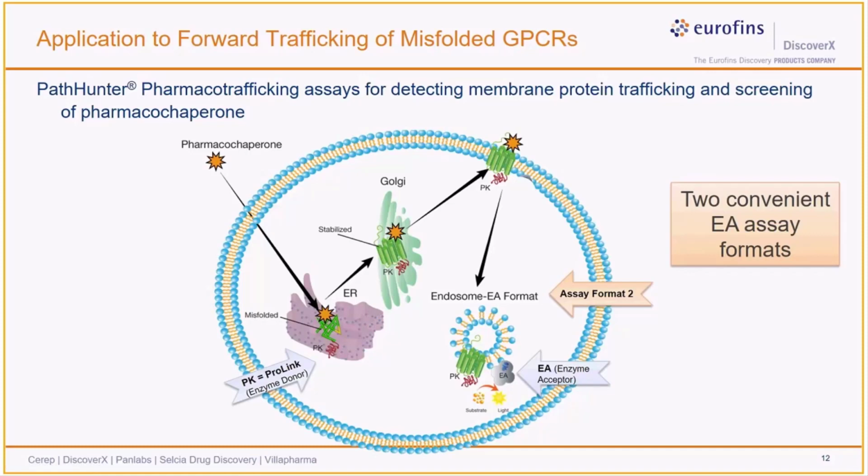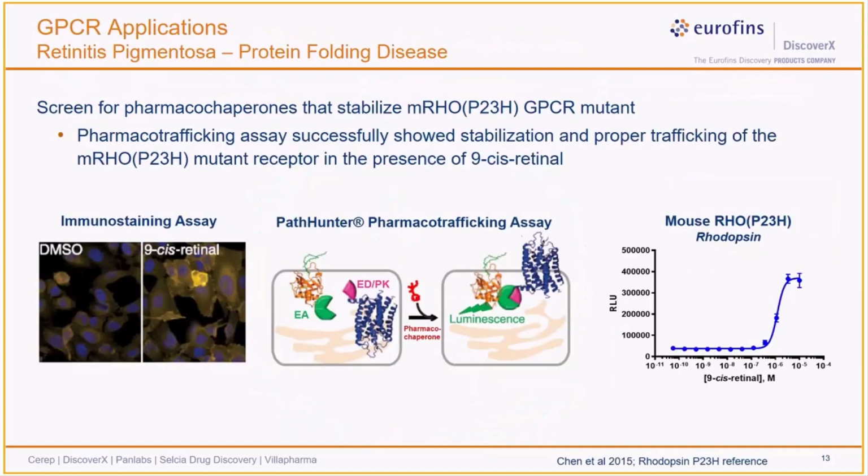All right, so the endosome EA format right here is useful for targeting membrane proteins that internalize when either activated or whether it's just naturally biologically recycled. So next I'm going to show examples of screening pharmacological chaperones focused on GPCRs, and then I'll move into ion channels. So this is our first example of a GPCR.